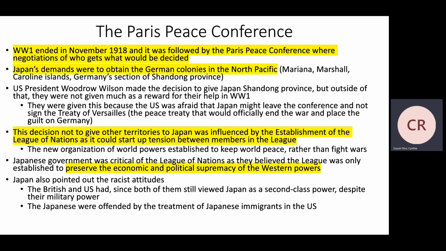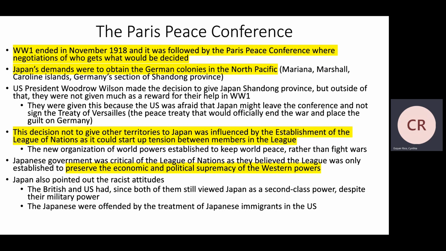This decision not to give other territories to Japan was influenced by the establishment of the League of Nations, as it could start up tension between members of the League. So basically, let's walk on thin ice with this, because any movement of who gets what, and this includes Japan, might kind of make everything fall apart. This was a new organization of world powers established to keep world peace rather than to fight wars.